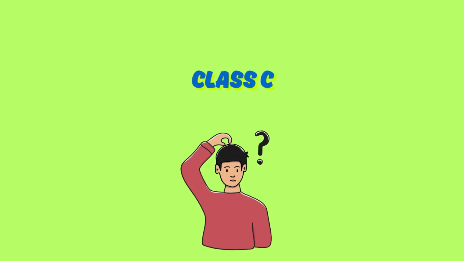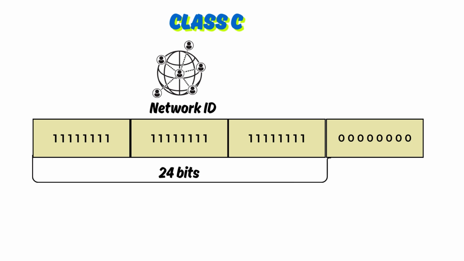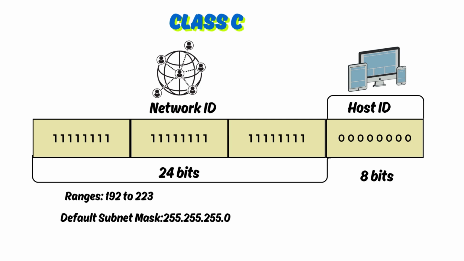Now we are going to understand class C of IP addresses, which is used for small networks. Class C allocates the first 24 bits for the network ID and the last 8 bits for the host IDs. It ranges from 192 to 223. The default subnet mask of class C can be written as shown. In binary notation, the IP address of class C can be written as shown. One of the key features of class C is that it offers a large number of networks, but with a limited number of hosts per network, making it ideal for small businesses and home networks.